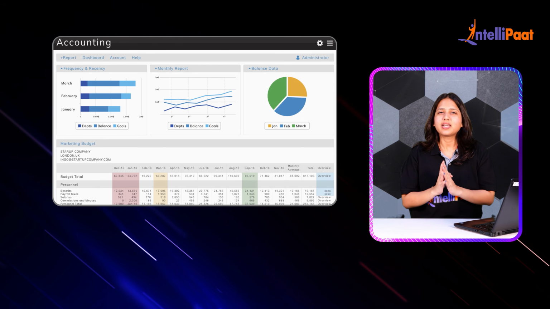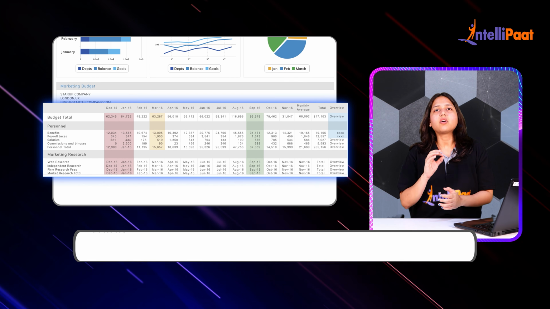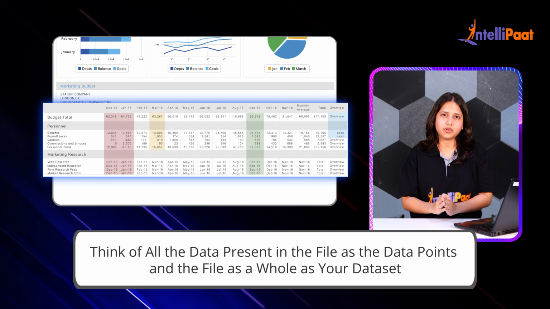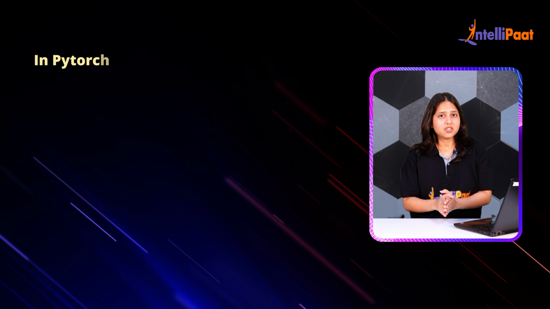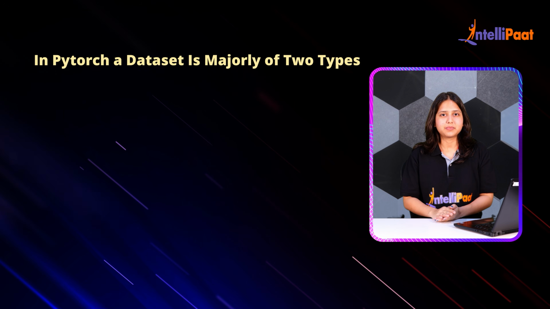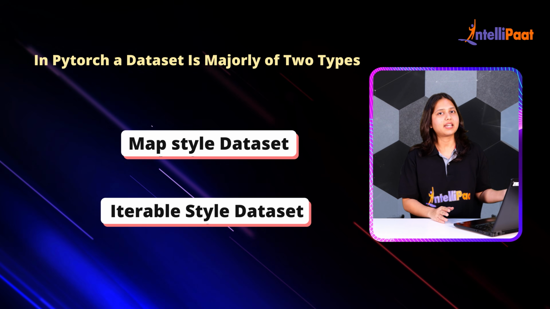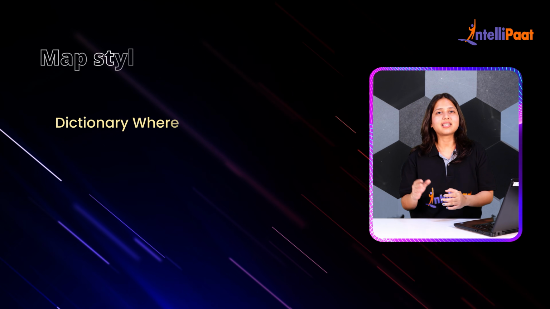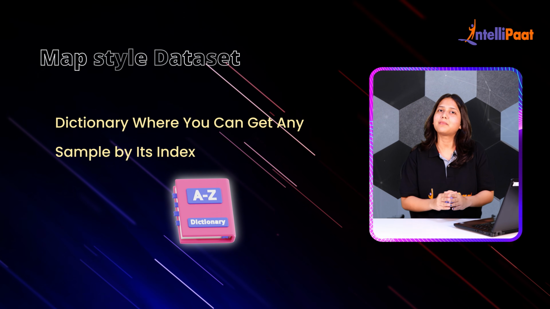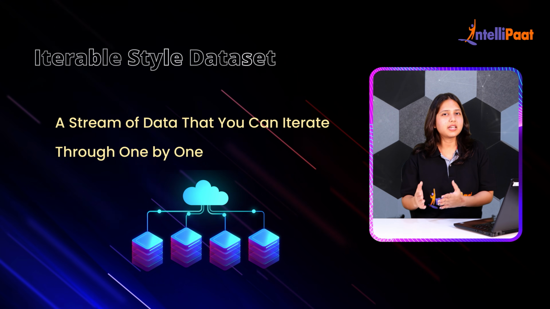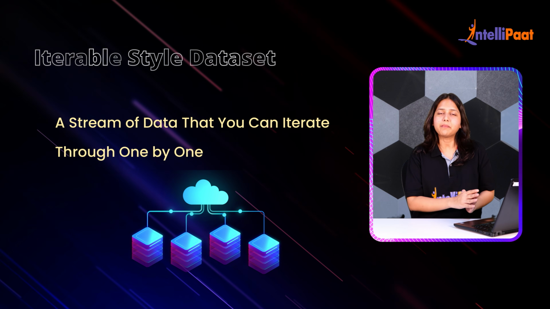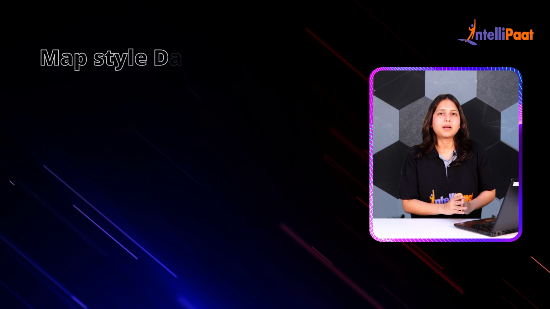Moving ahead, what's a dataset? Let's understand this with the help of an analogy. All of you must have worked with Excel sheets, right? Now think of all the data present in the file as the data points and the file as a whole as your dataset. Simple enough? But in PyTorch, a dataset is majorly of two types: map style dataset and iterable style dataset. Map style dataset is like a dictionary where you can get any sample by its index. Iterable style dataset, on the other hand, is like a stream of data that you can iterate through one by one. Let's get into detail about map style dataset.